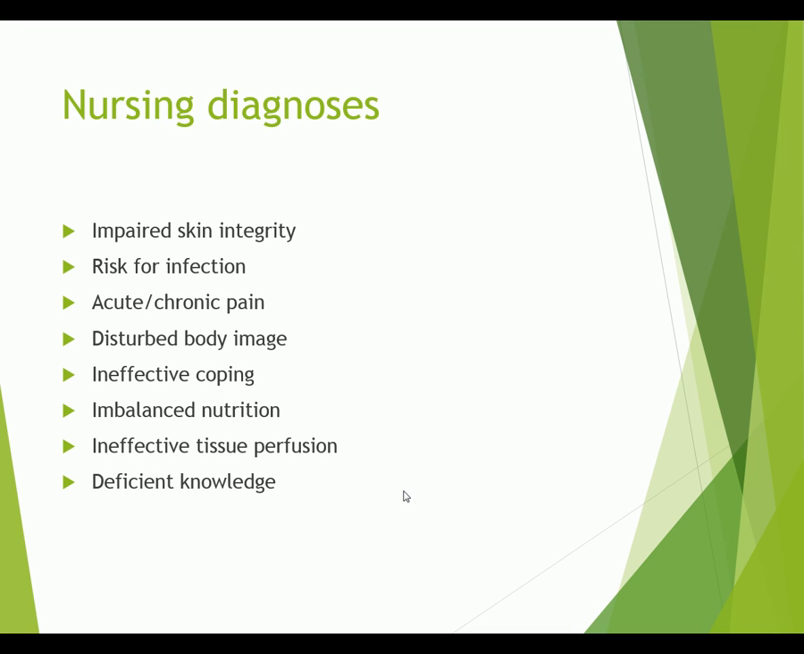And these are all the different types of nursing diagnosis that you can have. Impaired skin integrity, of course, if you have any type of skin damage already done. Risk for infection if you have an open wound. They may have chronic or acute pain, depending on their age, whether they have disturbed body image. A lot of them don't know how to cope with it. Usually with your elderly, you don't see good nutrition. Tissue perfusion is not good because they don't know to change their position, and a lot of times they just don't know what they should be doing.